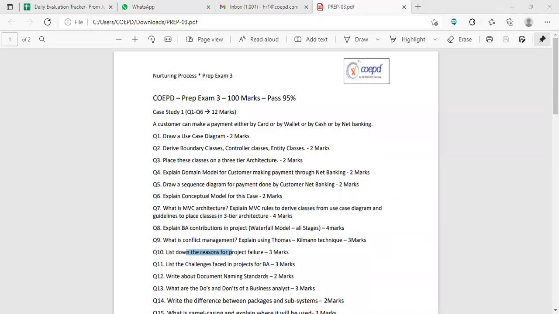Hello, everyone. Today's session is all about explaining clearly the preparation exam 3 of the nurturing process. The total number of questions that you have is around 33-35, and the pass percentage is 95 out of 100. I will try to explain the questions one by one, and I will make sure you understand how to answer the question.